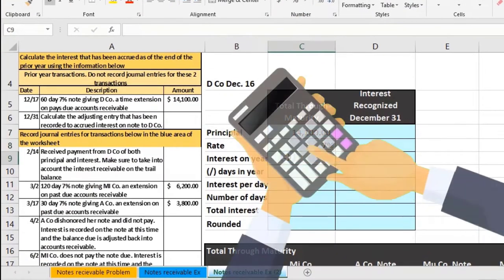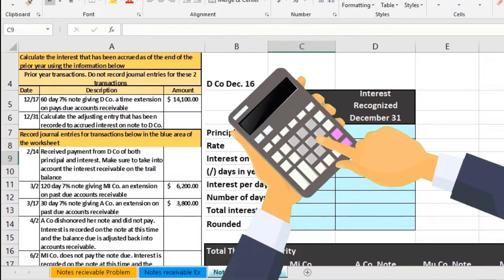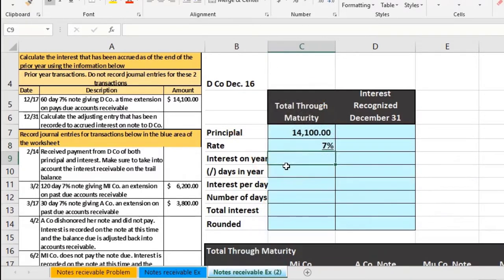So if the cell does something funny, always check the type of formatting of that cell. We will then multiply this out. I'm going to take this number times that number, and do that with a formula in Excel by saying equals, pointing to that 14,100, multiplying times that 7%, or C7 times C8, and enter. That gives us the 987.